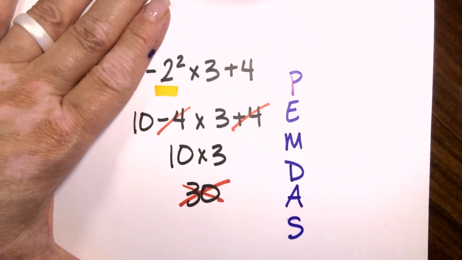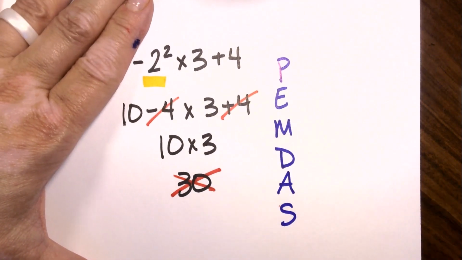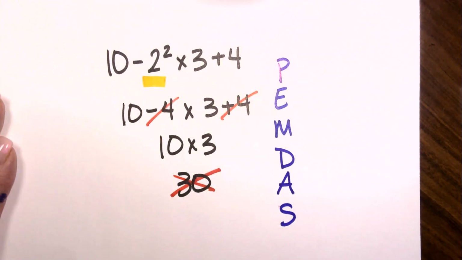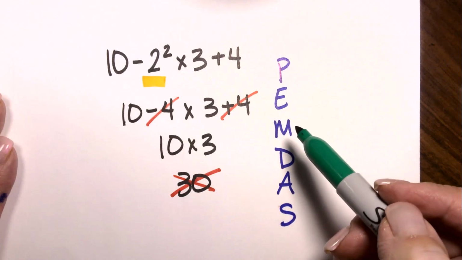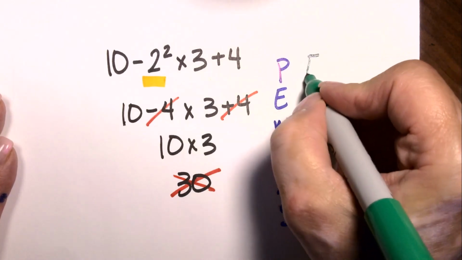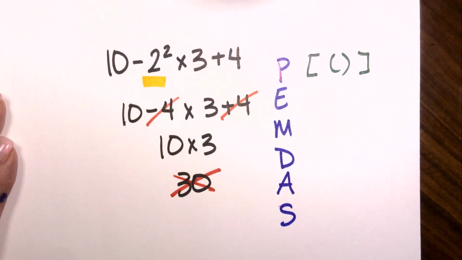So we have PEMDAS, please excuse my dear Aunt Sally, or some other way to remember it, but the P stands for parentheses or grouping symbols or whatever that you might see. Sometimes they look like this, and sometimes you might have parentheses inside parentheses.